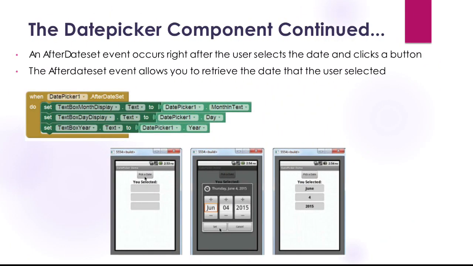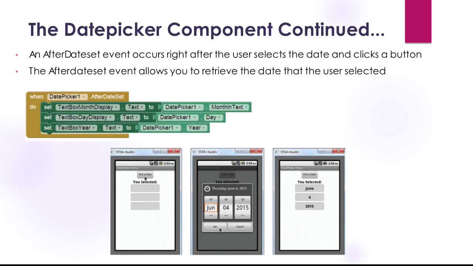The date picker component also contains an after date set event. This event occurs right after the user selects the date and clicks the set button. This event is used to retrieve the date that the user selected by creating an event handler for this, as shown in the first image below. This event is found in the Date Picker 1 drawer in the Blocks Editor section. The second image that you see on the screen shows you how the emulator looks throughout the whole method.